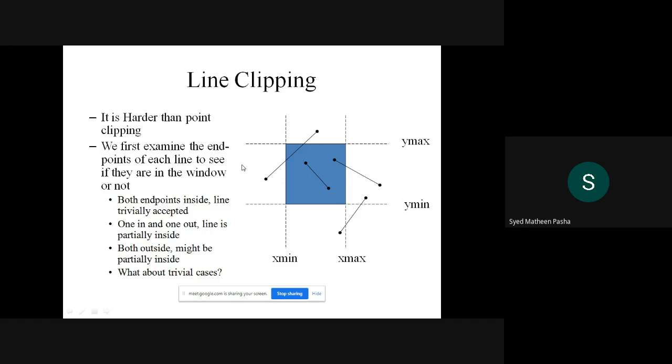Whatever line clipping you do, you need to remember these key points. With respect to points as well as lines, you should check all the conditions for that. Only then can you perform line clipping.